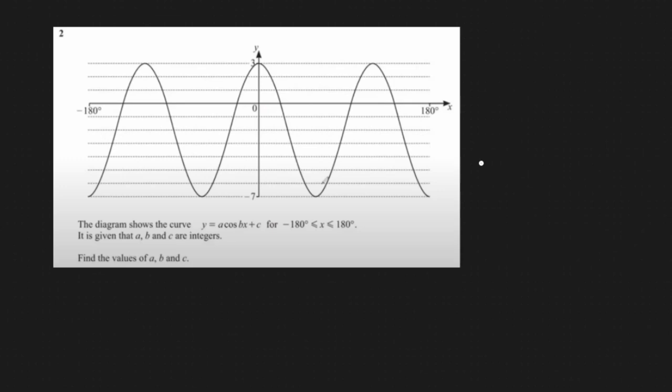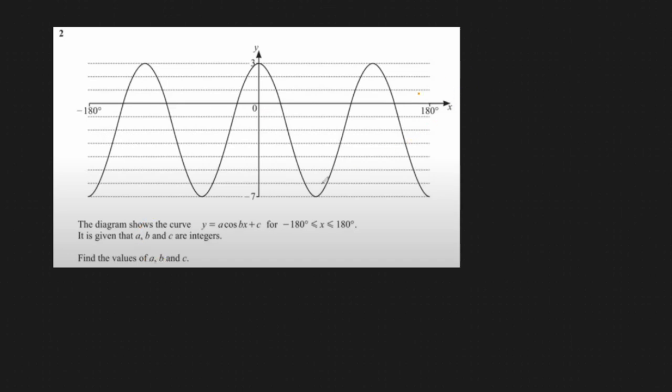Next question, number 2. It says that the diagram shows a curve of this one from minus 180, you can see minus 180 here, to plus 180, which is here. Okay, what do we need to do? We have to find a, b, c, which are integers. Their values are to be found out.